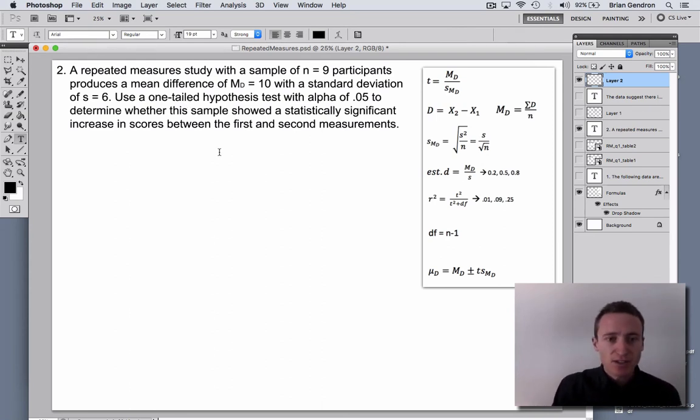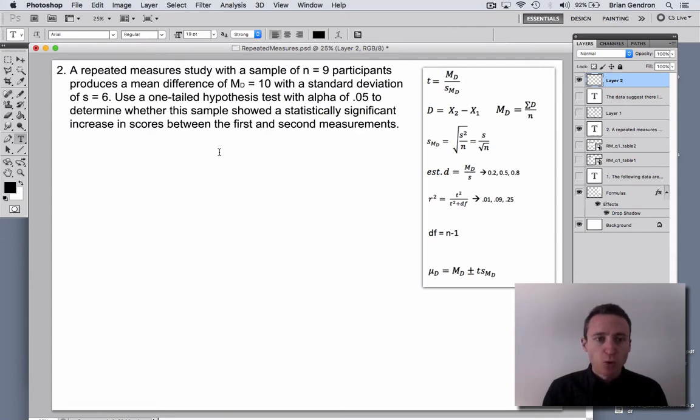This one, on the other hand, what's different here is it says use a one-tailed hypothesis test with alpha of 0.05 to determine whether this sample showed a statistically significant increase in scores between the first and second measurements. So I just want to focus on that aspect right here, that for a one-tailed test, you're actually checking for a specific prediction about the direction of the change in scores.